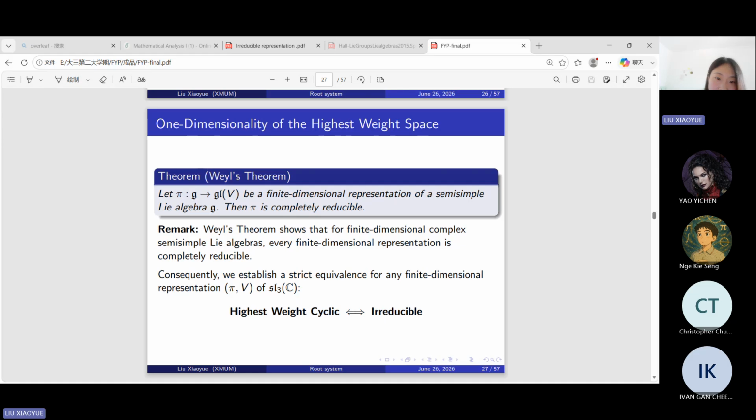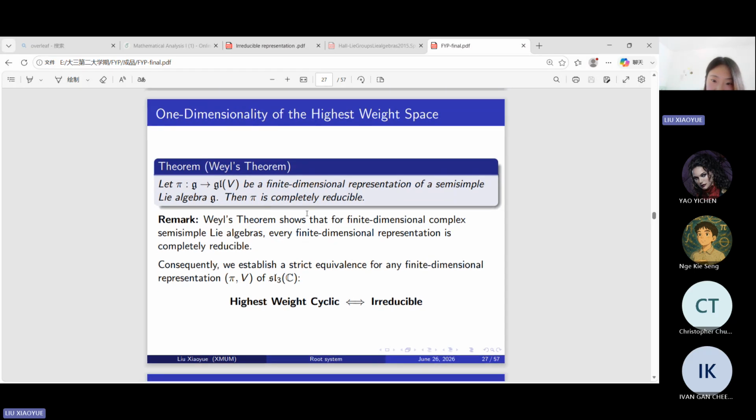The next theorem says that if pi is a finite dimensional representation of a semi-simple Lie algebra g, then pi must be completely reducible.